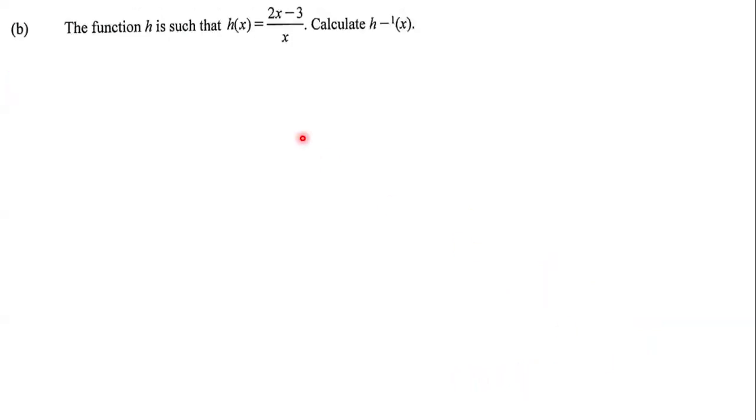Now, it says that the function h is such that h of x is equal to 2x minus 3 all over x. Calculate h inverse of x. All right, so calculate h inverse of x. Now we know that h of x is equal to 2x minus 3 all over x. Now what we're going to do is set h of x equal to y. All right, so we have y is equal to 2x minus 3 all over x.